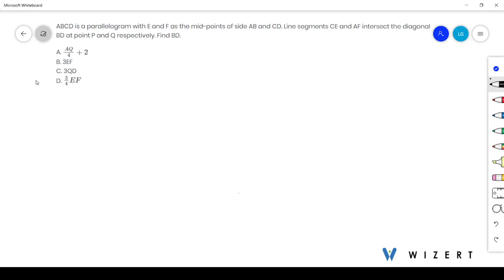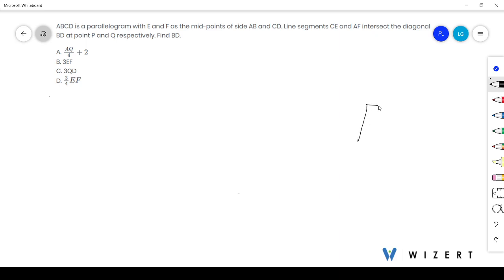Our question is: ABCD is a parallelogram with E and F as the midpoints of sides AB and CD. Line segments CE and AF intersect the diagonal BD at points P and Q respectively. So, find BD.